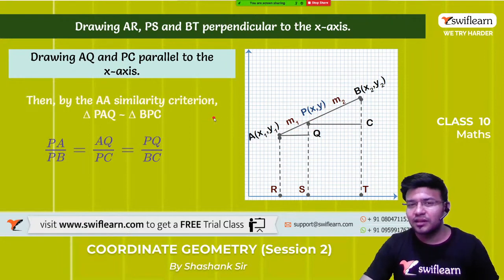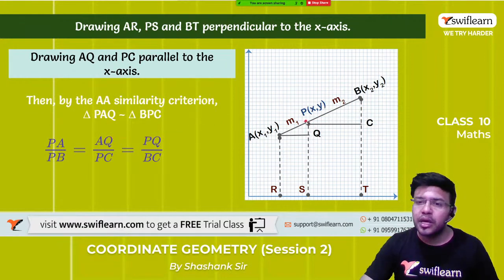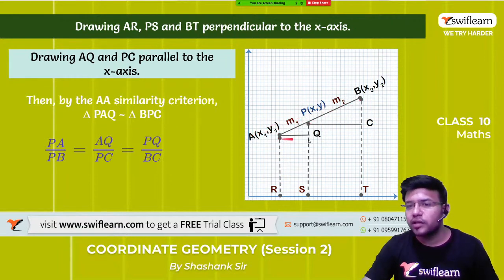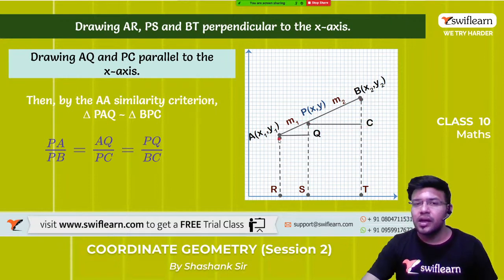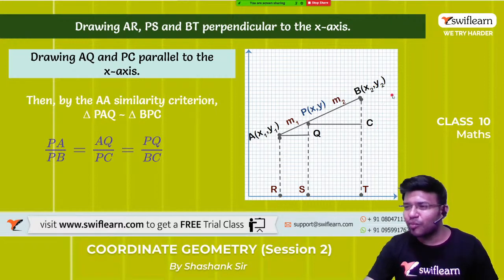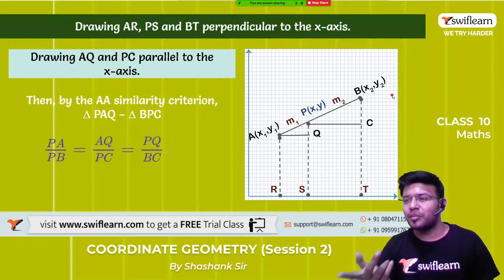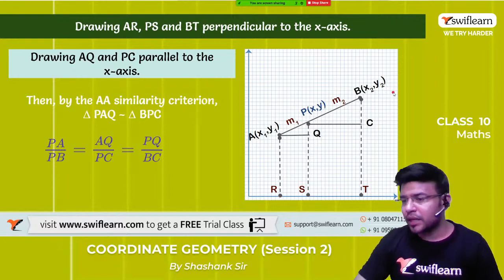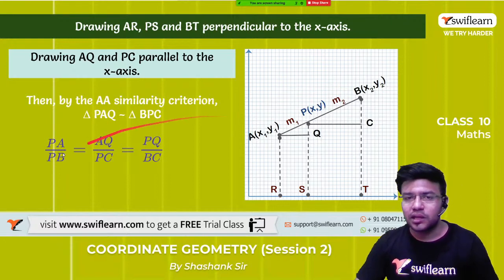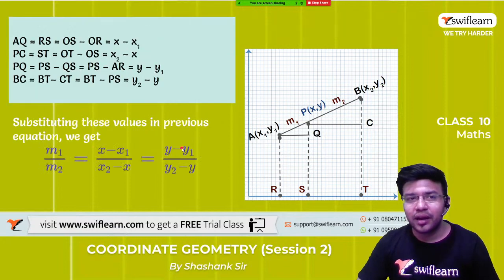So we can write like this. PA, the hypotenuse of this triangle, by the hypotenuse of this triangle, PA by PB, is equal to the base of this triangle by the base of this triangle, AQ by PC, is equal to the height of this triangle by the height of this triangle, which is PQ by BC. Sir, can we write this as CB? Yes, CB and BC are the same thing. We can interchange the alphabets and write them. No worries. Now these are all similar.